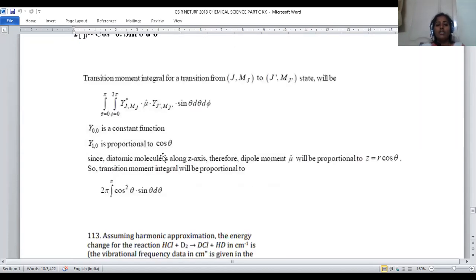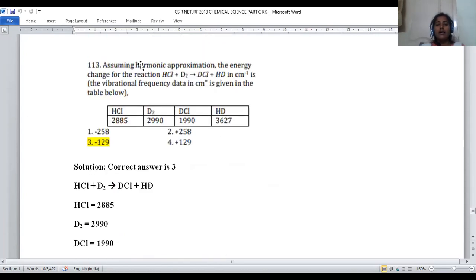Let us move on to question number 113. Assuming harmonic approximation, the energy change for the reaction hydrochloric acid plus deuterium giving deuterium chloride plus HD, in centimeter inverse, is asked. Vibrational frequency data in centimeter inverse is given in the table. Here, these are the stretching frequencies of reactants as well as products. HCl on treating with deuterium, formation of DCl plus HD is possible. We are combining two reactants and two products will be obtained.